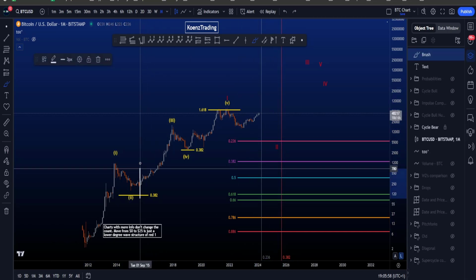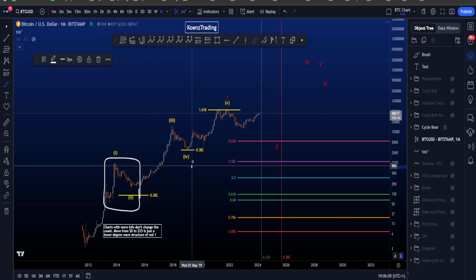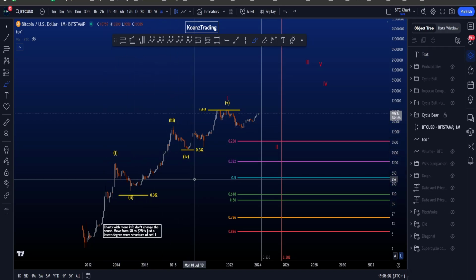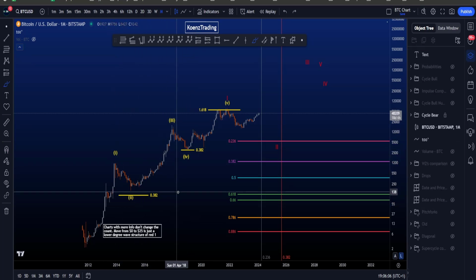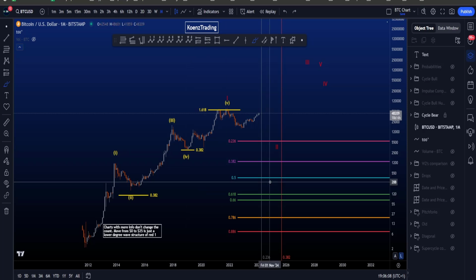What is interesting though is that this wave 2 is a little bit longer in time than wave 4, and that is not so common, as usually a wave 4 is longer in time than a wave 2, which is something we have to keep in mind.